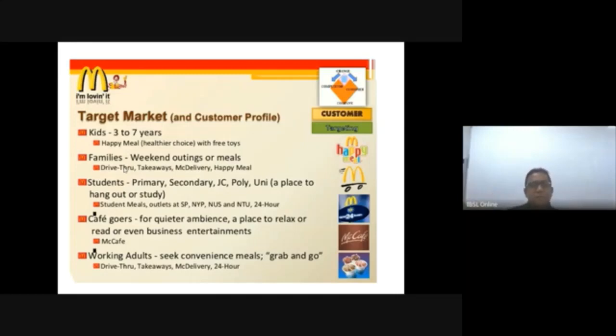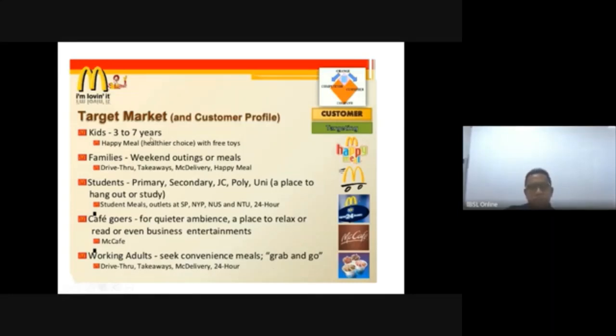designing different packages to different type of target markets. Families, weekend outing or meals, drive-through, takeaways, McDelivery, Happy Meal. Students, primary, secondary place to hang out or study, student meals, outlets at universities and various places. Cafe goers for quiet ambience, a place to relax or read, or even business entertainments, McCafe. Working adults seek convenience meals, grab and go, drive-through, takeaways, McDelivery, 24.